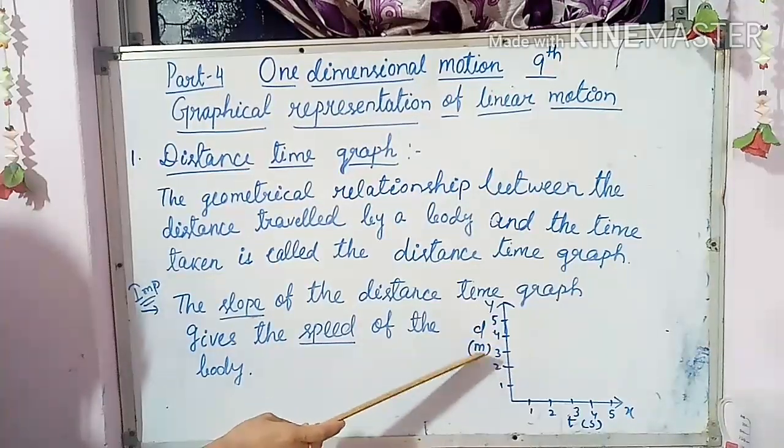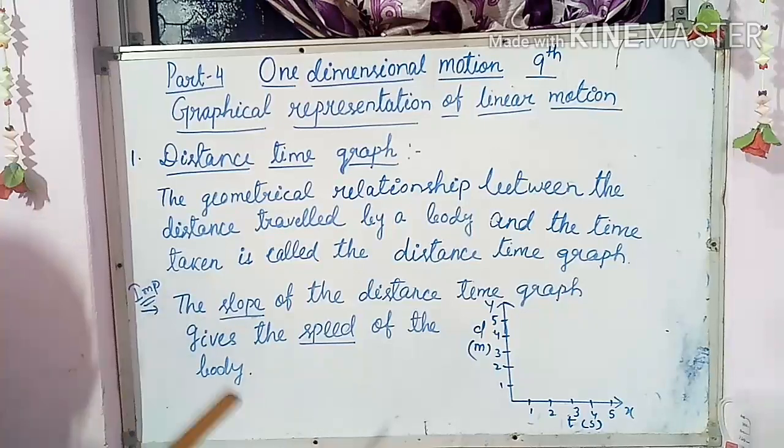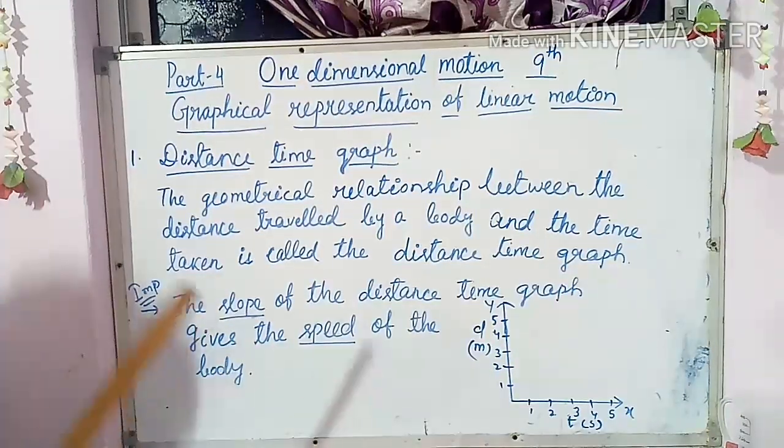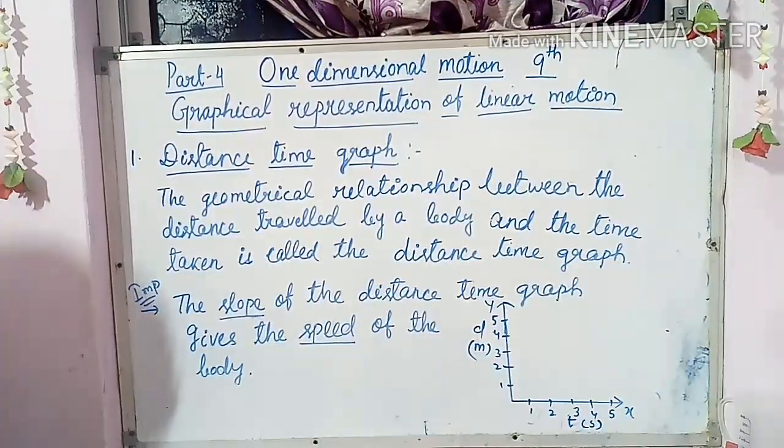So distance must be in meter and time must be in second, because as you know, the SI unit of speed is meter per second. That's why distance you have to take in meter and time you have to take in second.